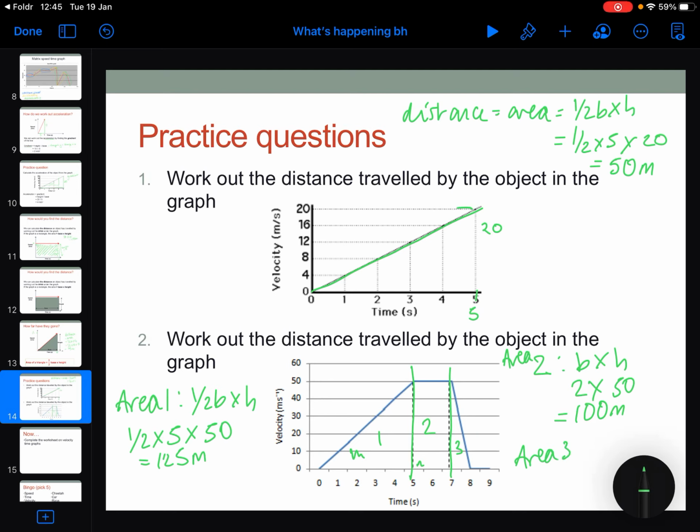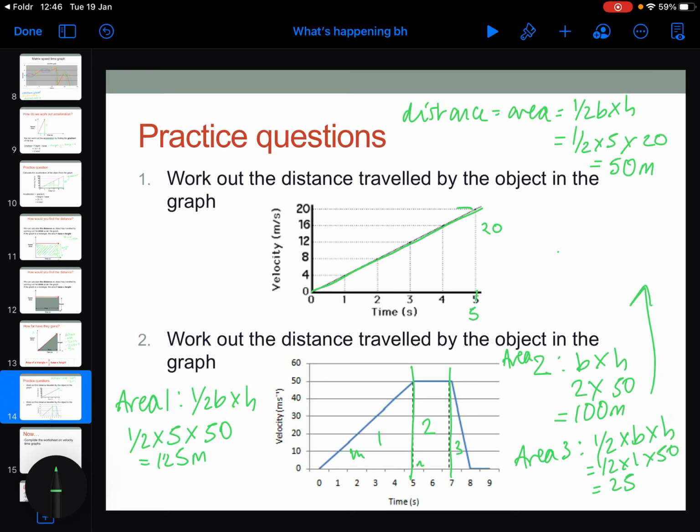Area 3 is another triangle, and I'm saying that's about 1. So it's half base times height. Equals half times 1 times 50 equals 25. And then the total distance, I'm going to have to go up here. Total distance equals 125 plus 100 plus 25, giving me 250 meters. I'm just going to underline that.